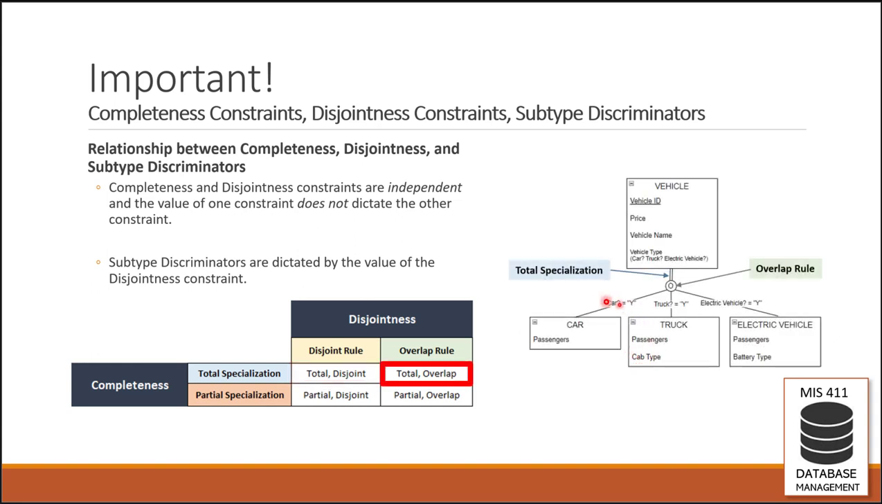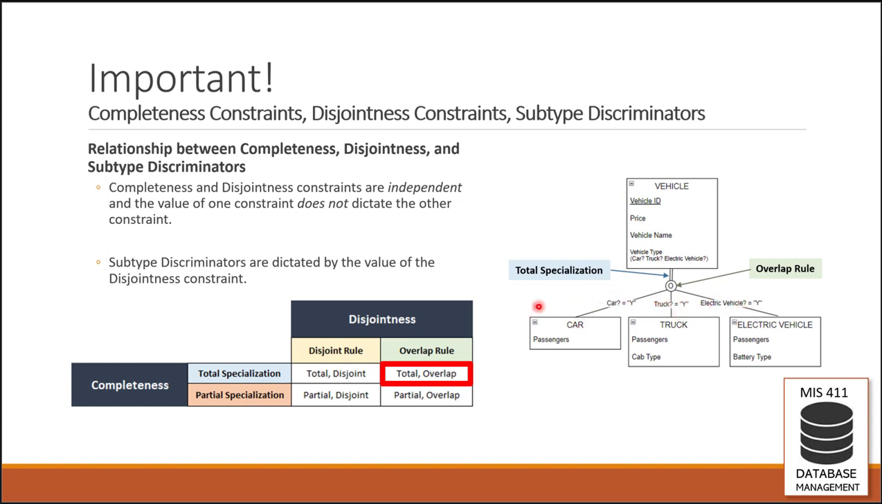So here's total specialization again, double line for total specialization, and once again, total specialization means that the entity instance has to be essentially a subtype. That's kind of a simplified way of looking at it, but that'll suffice for us. The entity has to be sort of a subtype. And the overlap rule means that it can be more than one subtype simultaneously.